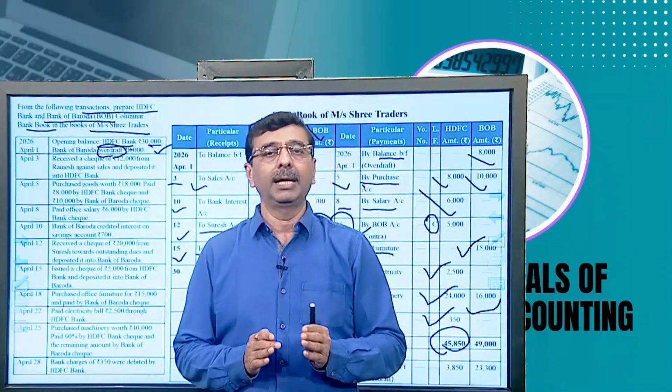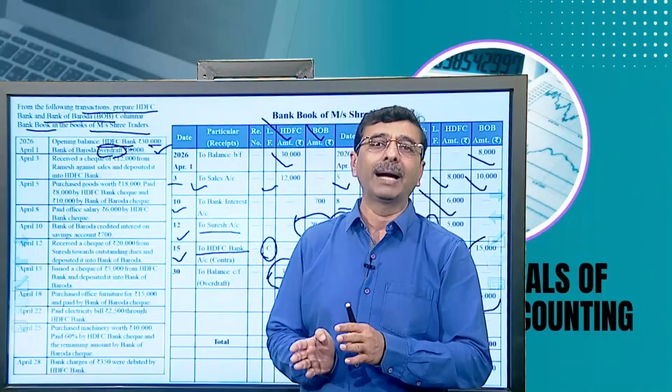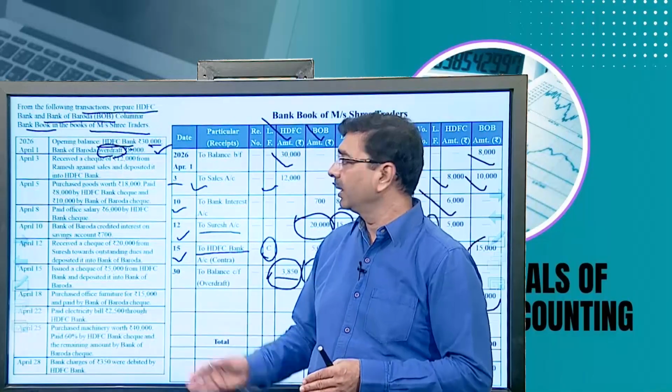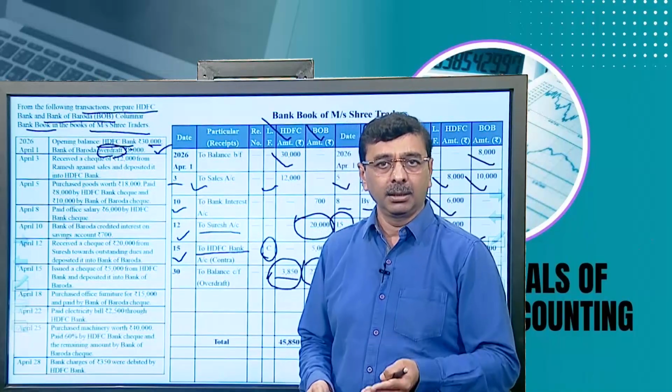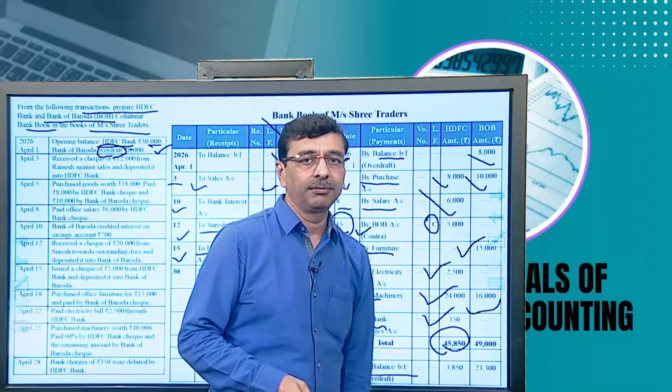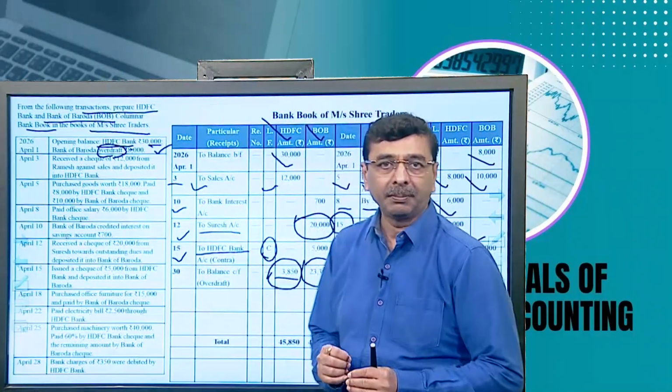So ultimately at the end of the month we have a bank overdraft for both the banks, and then it will be carried forward in the month of May, on the first of May, that is, by balance brought down on the credit side of that. So this is the way to prepare the bank book.